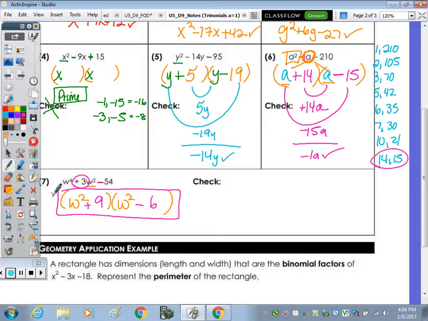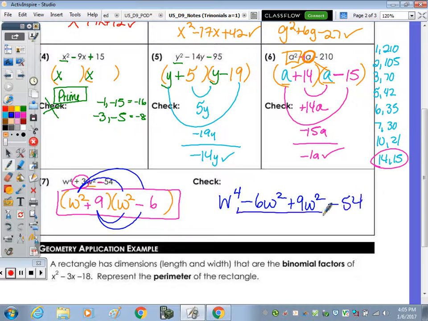To check, I will distribute just to practice with getting that w to the fourth, so w squared times w squared is w to the fourth. W squared times negative 6 is negative 6 w squared. Positive 9 times w squared is positive 9 w squared. And positive 9 times negative 6 is negative 54. Combining the two middle terms, we have w to the fourth plus 3 w squared minus 54.